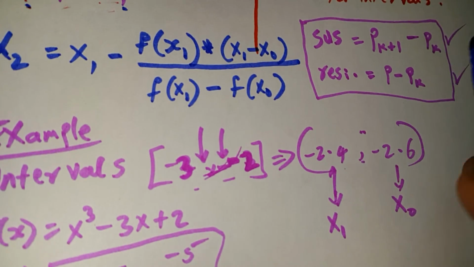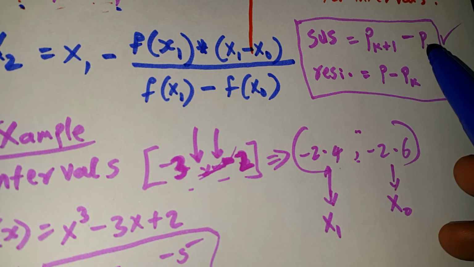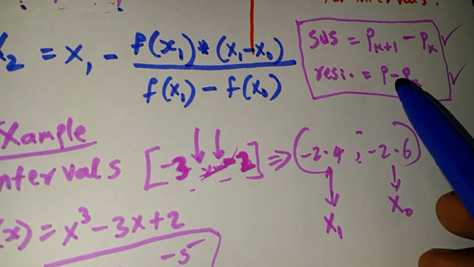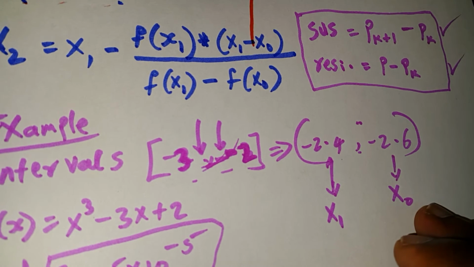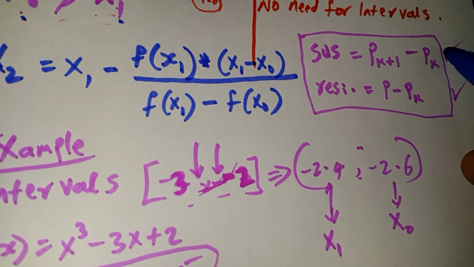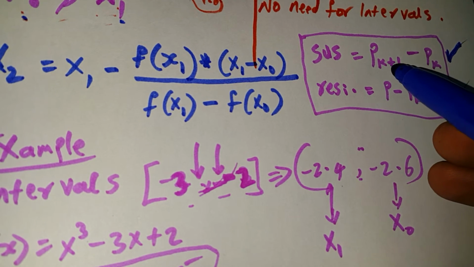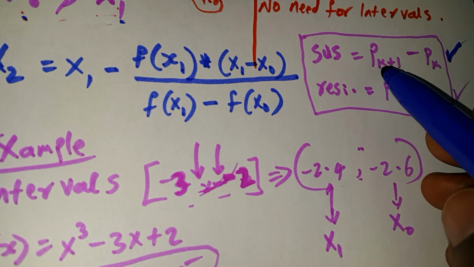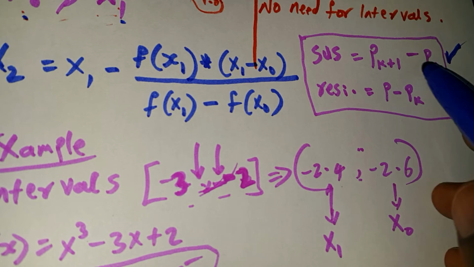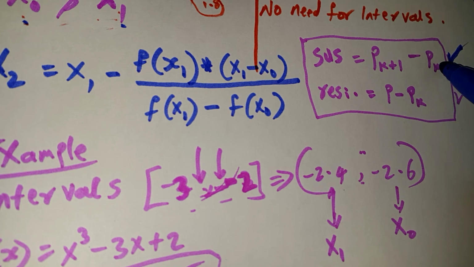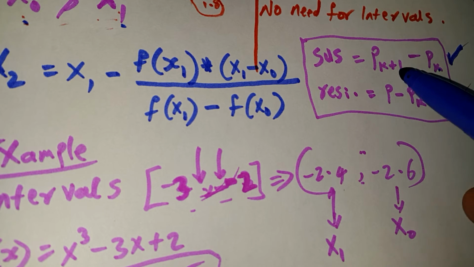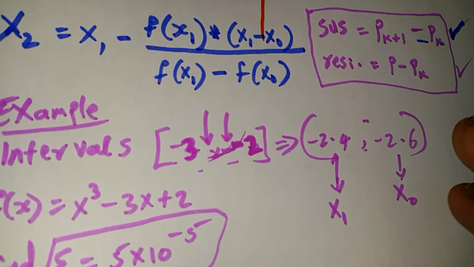Coming to our errors, this is our first error and this is our second error. We have to find these. Normally some students draw a line and put it in brackets. So let's find the first error. What is our first error? It is p(k+1) minus pk. From here we are taking k as 0, so p1 minus p0.